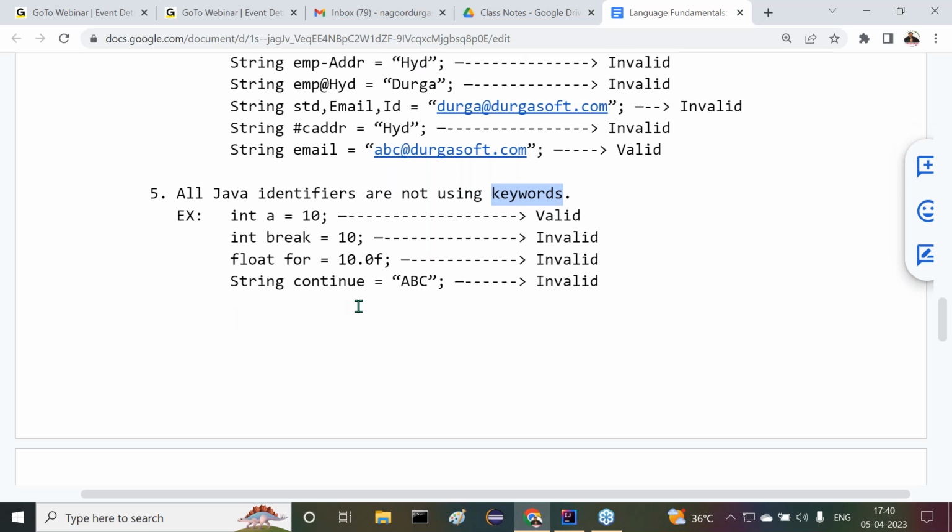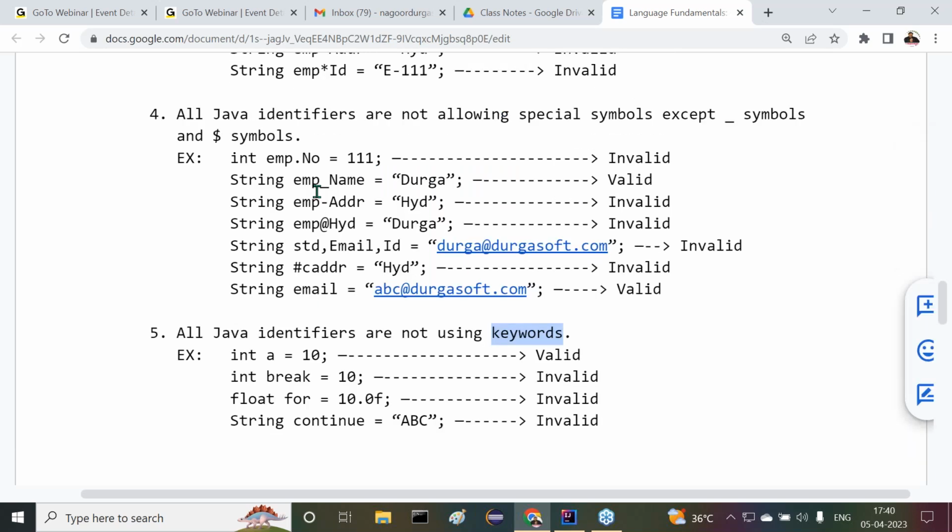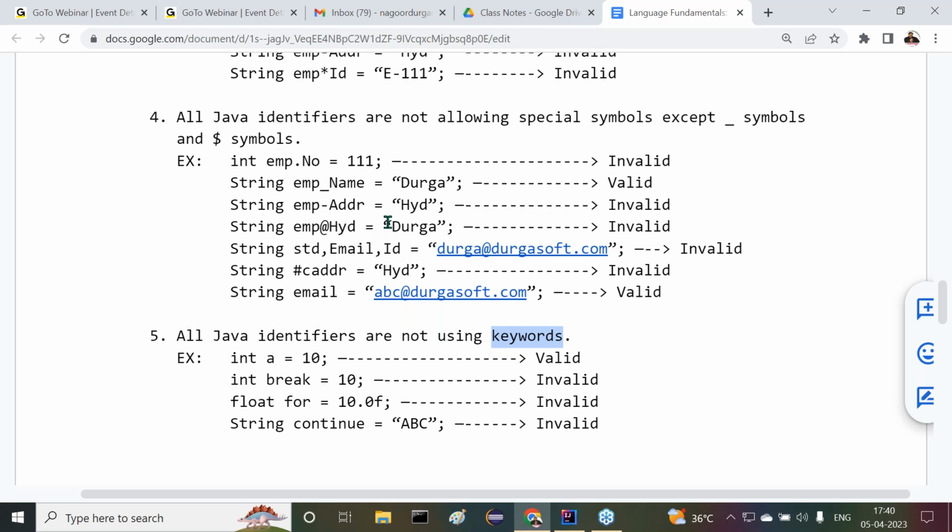Not only here, even here also. In Java, I don't have much awareness of underscore symbols or special symbols. But how can I give answers for these questions? For that, I'm giving clarity.